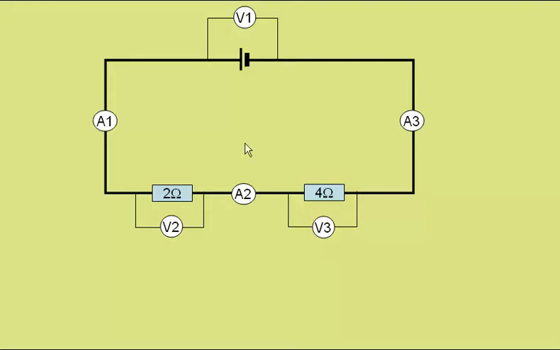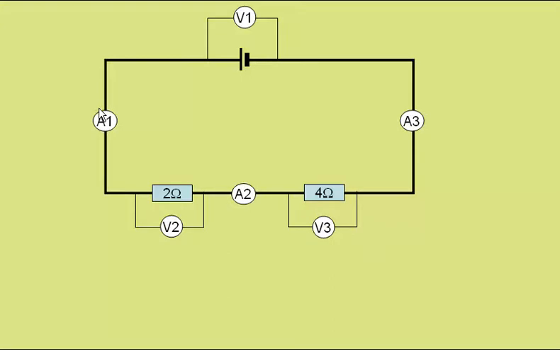We've seen that the charges leaving this point will pass through ammeter 1, pass through the 2 ohm resistor, which I'll call resistor 1, pass through ammeter 2, pass through the 4 ohm resistor, resistor 2, pass through ammeter 3, and come back to collect more energy.